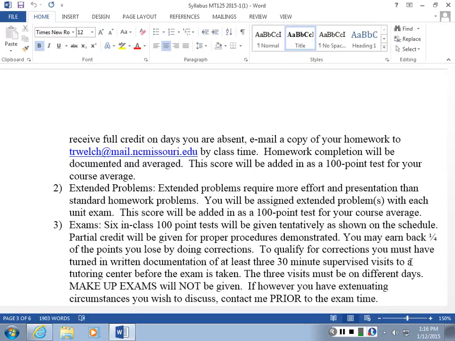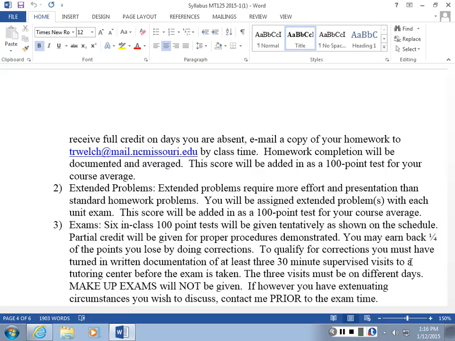We'll also have extended problems. The extended problems are a little bit more complicated kind of problems, a little more is required out of you as you're doing the extended problems, and they just sort of build on that stuff that we've been learning. So every time we have a test, there'll be an extended problem that's associated with it. They will also end up being converted into a 100-point test item. So those are like little mini projects is basically what the extended problems are. Questions about either of those?